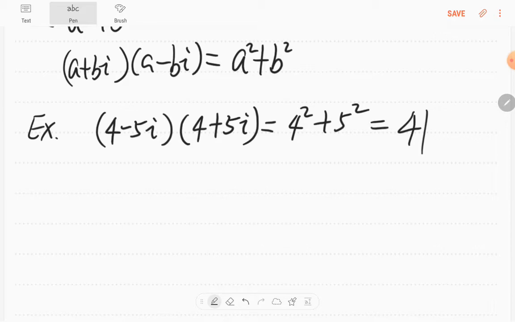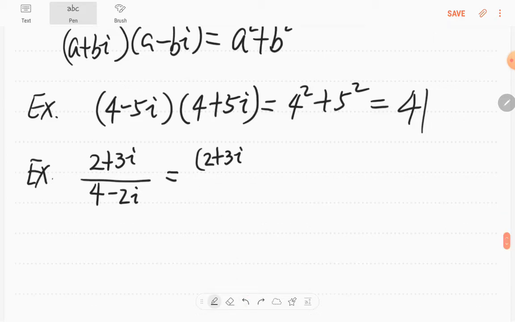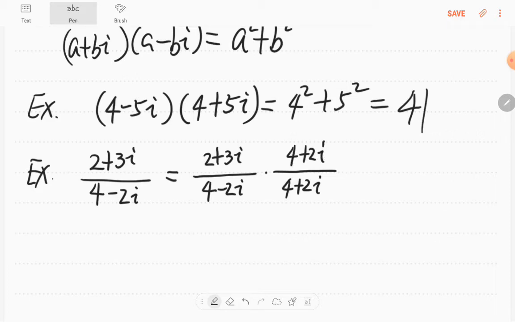Why is this useful? Because if there is a complex number in the denominator, we want to simplify it. For example, for this one, we want to simplify it. In other words, we don't want to see any imaginary part in the denominator. What should we do? Let's multiply the denominator by its conjugate. To keep the value the same, we also need to multiply the top by this complex number, right?